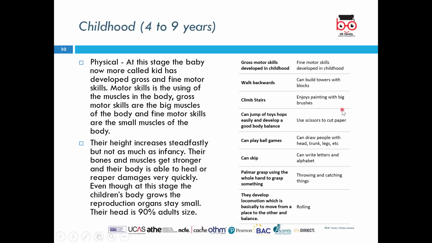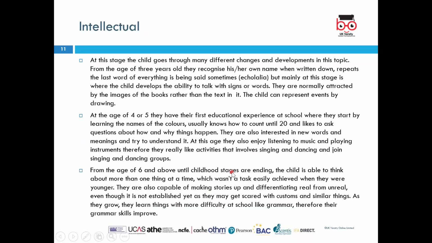And then they have fine motor skills also. So they start building towers. These are the fine muscles, mostly the fingers that are used here. And they can write letters and alphabets. They throw and catch things, and they're rolling also. So these both are developing, and their head size reaches 90% of the adult head size. So there's constant development here as well.